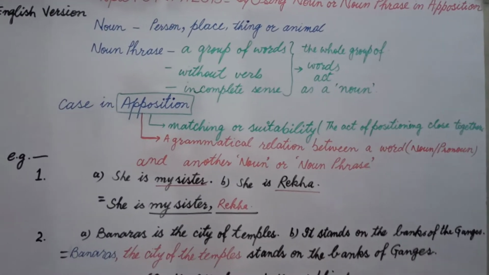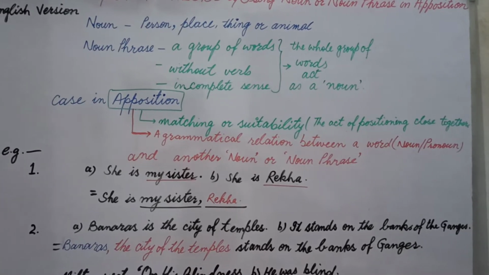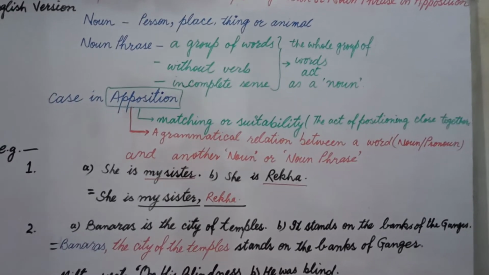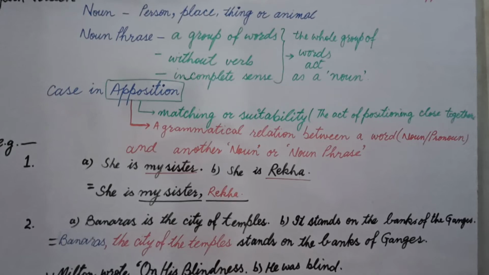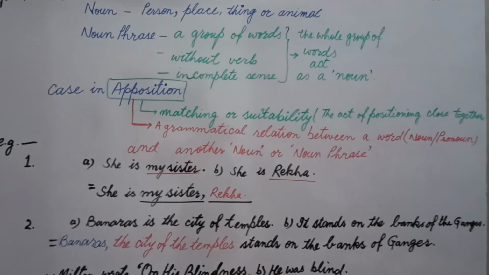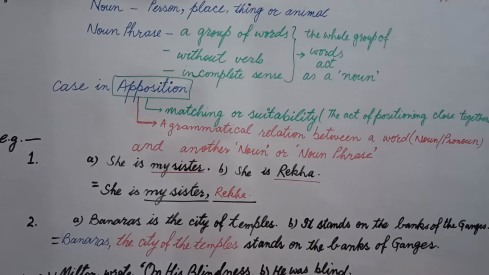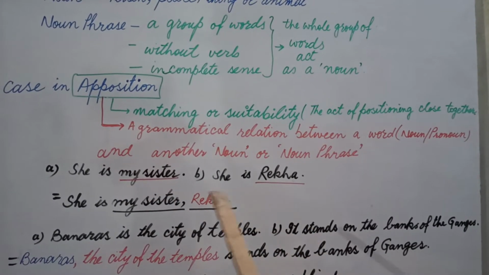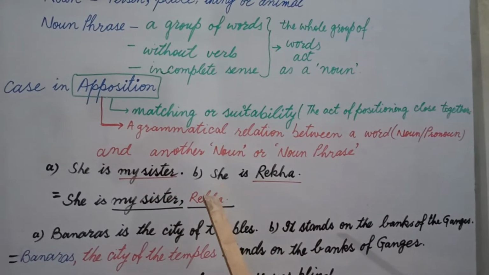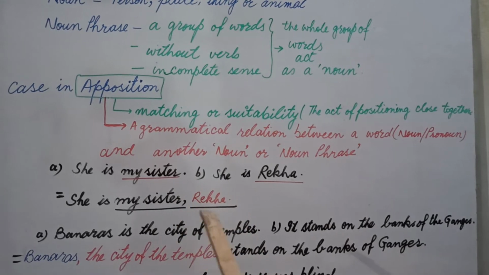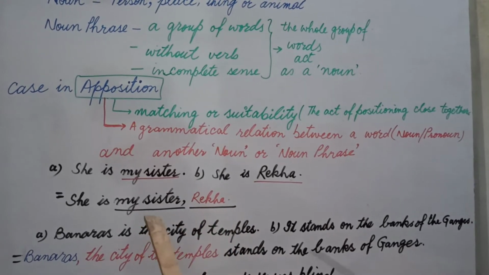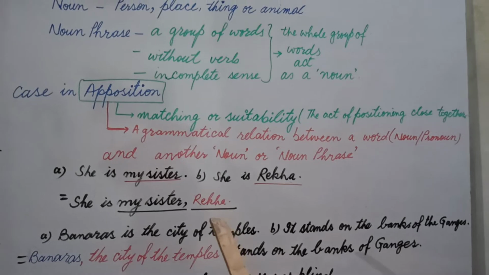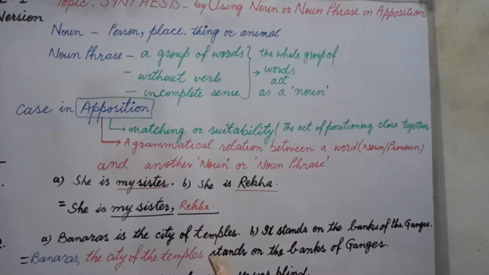Now let's understand with examples. Our first example is: she is my sister, she is Rekha. Now identify two similar things. My sister and Rekha are the same person. In this way we will put these two things closer: my sister, Rekha. I have used here 4 colors.